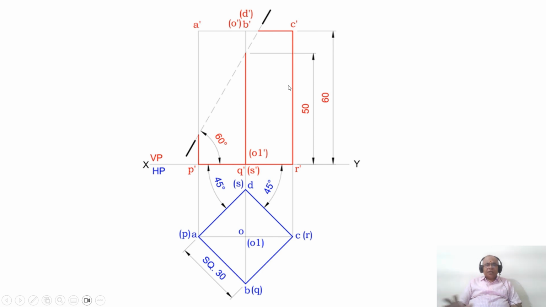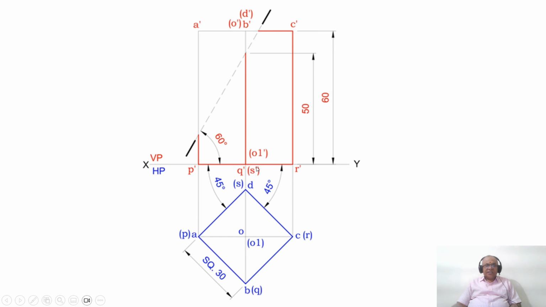Now here, first what I need to know is how to do the development. The development I can do only by considering whether it is in the true length or not. The development is always made for the actual length of the line. So since A dash, B dash, C dash, D dash are parallel to HP, AB, BC, CD, DA are in true length, which is equal to 30 mm.